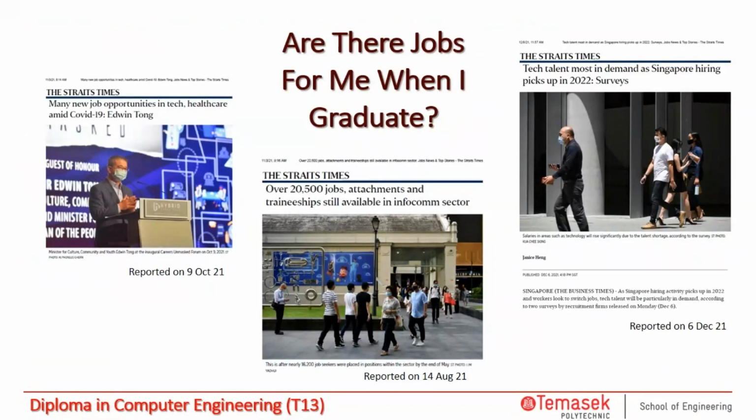CN students are trained to work in the tech industry, and these reports assured us that CN graduates will have a higher chance of landing a suitable employment after they graduate. With these reports, I am very confident that CN graduates will be very employable when they graduate.